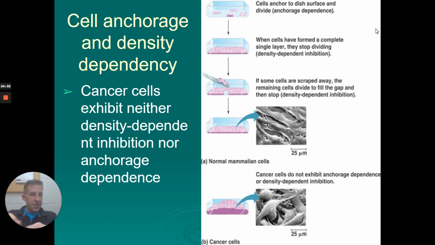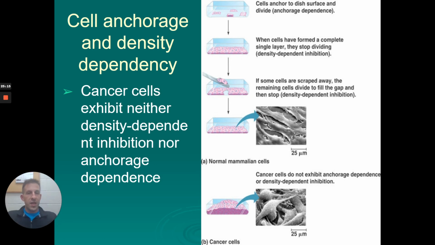Now, normally in cells, cells in culture, and really cells in our body, cells in our body need to be anchored to something before they'll actually start dividing, okay? And so that's what we see up here. These cells at the top are anchored to the dish surface, okay? And once they're anchored to that dish surface, they will start to divide and they'll fill the layer of the dish, okay?